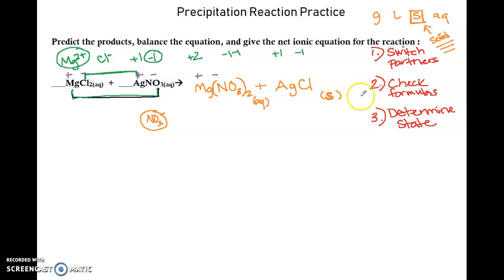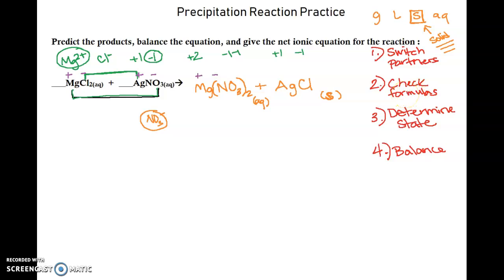Now, the last step, and it's really important that you do this step after you do step 2. You cannot do step 4 before you do step 2, is balance. If you try to balance your chemical equation before you've made sure that the formulas are actually correct, you're often going to get something pretty crazy.